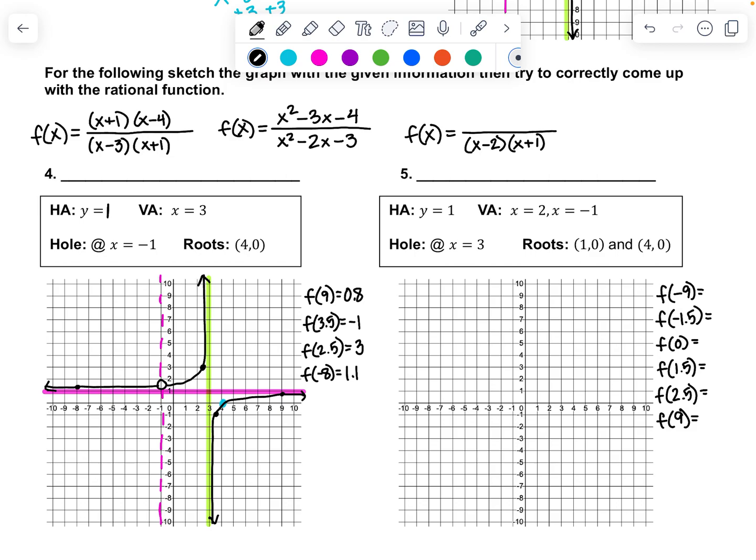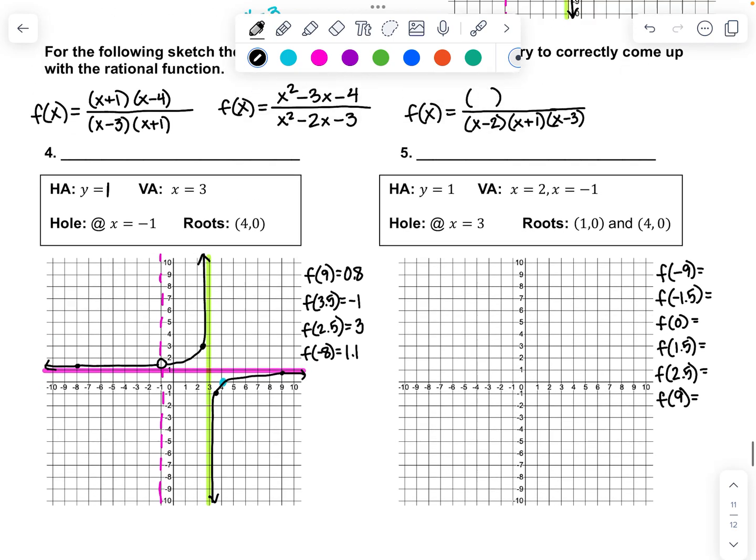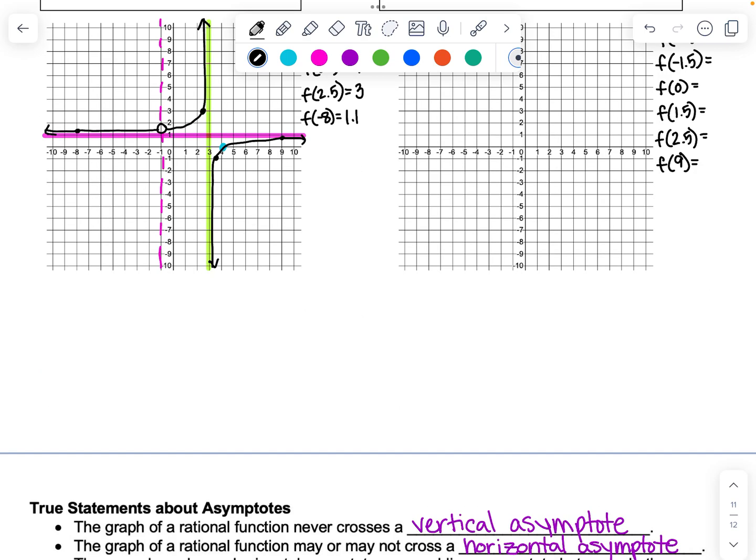I see that I have a hole at x equals 3. When it is a hole, that means that it comes from the numerator and denominator. It has to be matching in both, so I should have an x minus 3 in both places. And then the roots are values that only come from the numerator, and I have 2. So those two factors: 1 comes from x minus 1, and 4 comes from x minus 4.